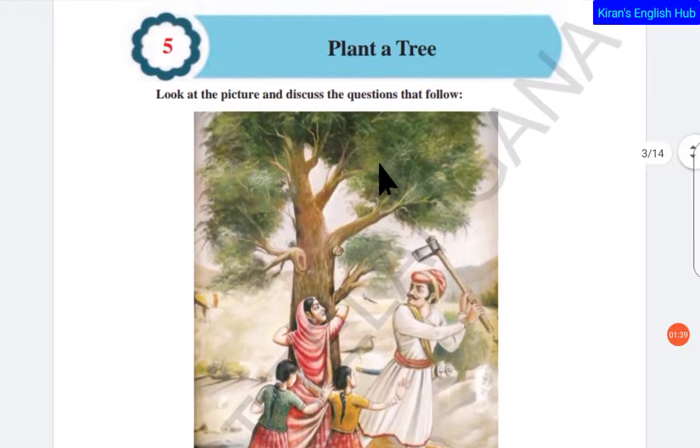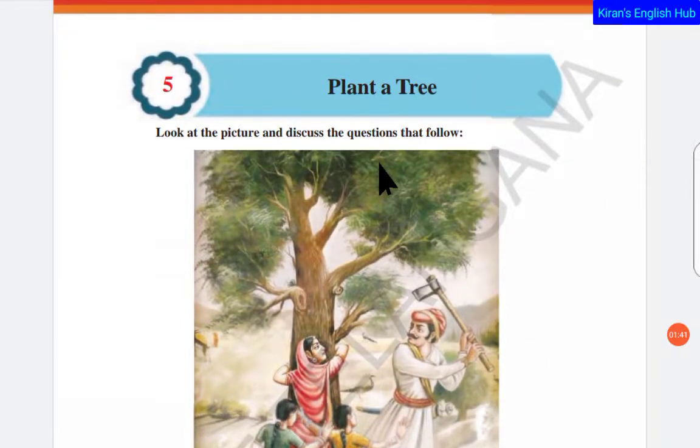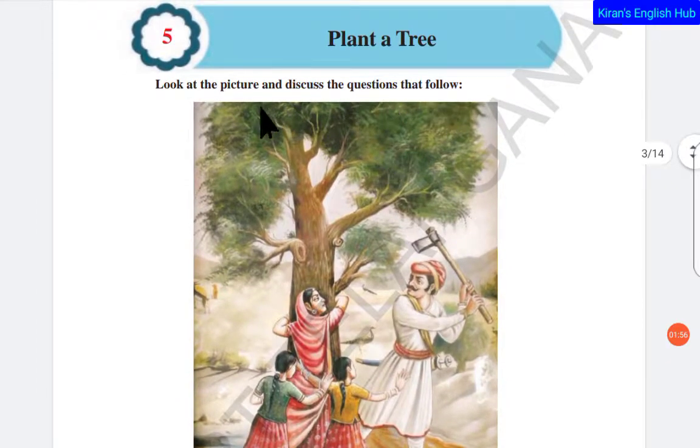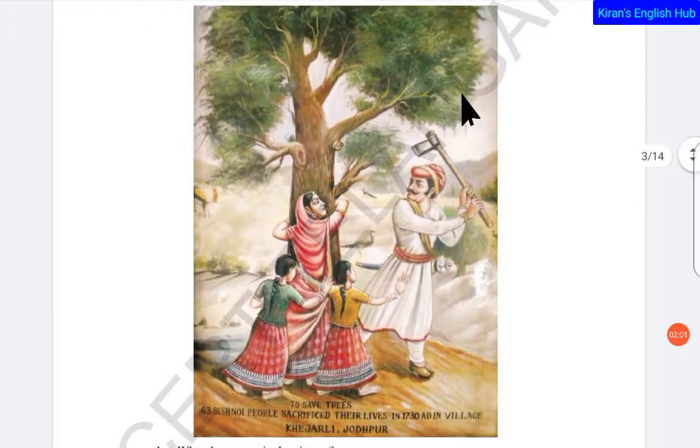So here we can see Unit 5, the opening picture. You can see the title, Plant a Tree. Looking at the title itself, we can understand that this lesson is going to be about a tree. Look at the picture and discuss the questions that follow. Just look at the picture here first.